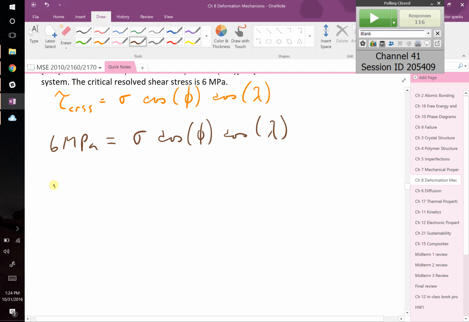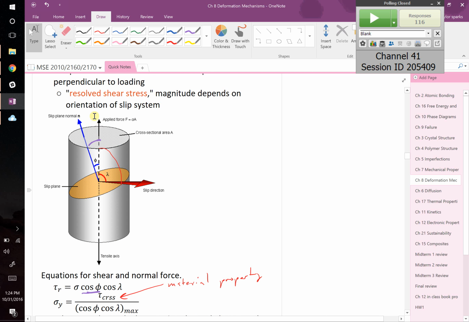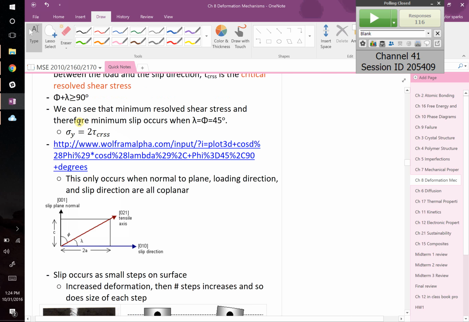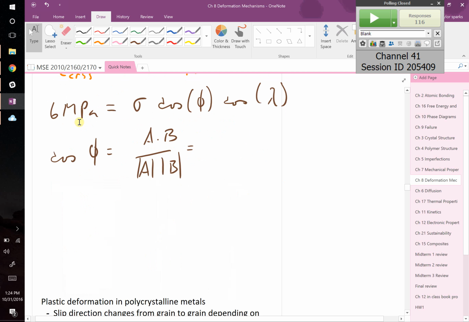So let's do cosine of phi first. Cosine of phi is going to be equal to A dot B over the length of A over the length of B. The two angles here, and it doesn't matter which one's which, but phi technically is between the loading direction and the slip normal. So that's the dot product between 110 and 111, over the length of the 110 and the length of the 111.